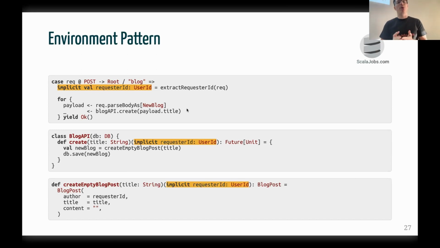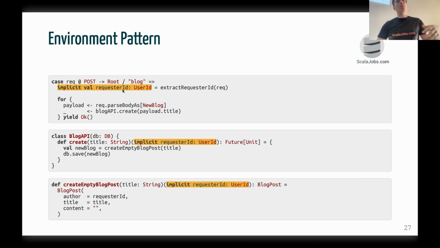I would say the most important point is that the compiler guarantees the uniqueness of this requester ID. In a sense, it's very difficult to mess around. Once it's defined at the beginning, you can't really define another user ID implicitly, otherwise it will be an ambiguous implicit. So the compiler guarantees that there will be only one user ID, only one requester ID within this context, which is kind of nice.